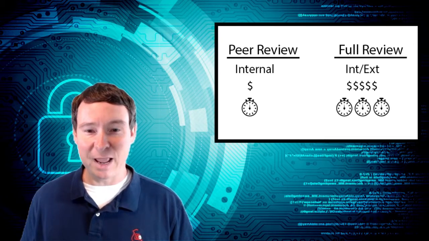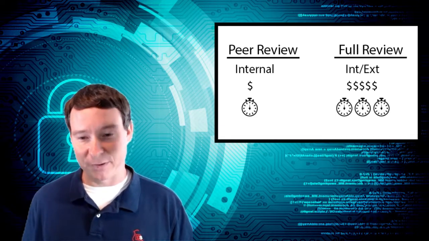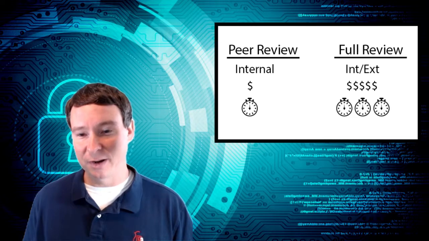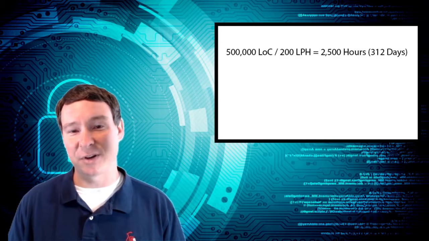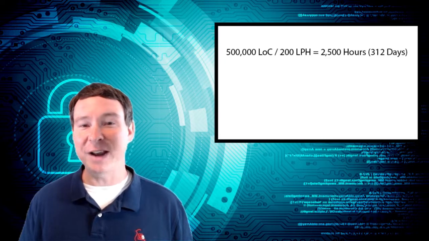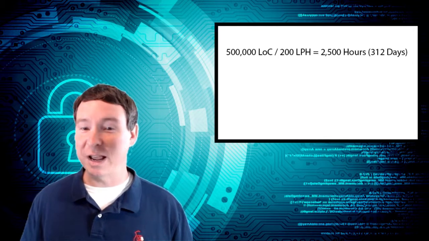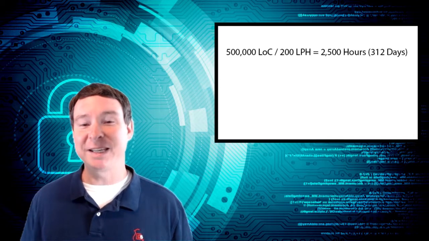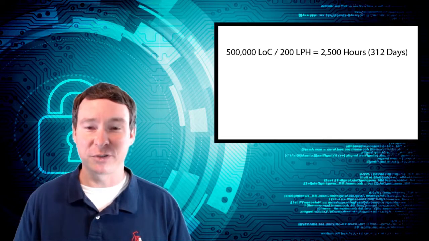But one of the things they point out is that the average rate for doing code review is 200 lines per hour. So 200 lines of code per hour. So I broke down here, if I have 500,000 lines of code and I'm only doing 200 lines per hour, that's 2,500 hours that I have to do code review on. So if I do it at 200 lines per hour, that's almost a year at 8-hour days for one person to go through and do that code review.